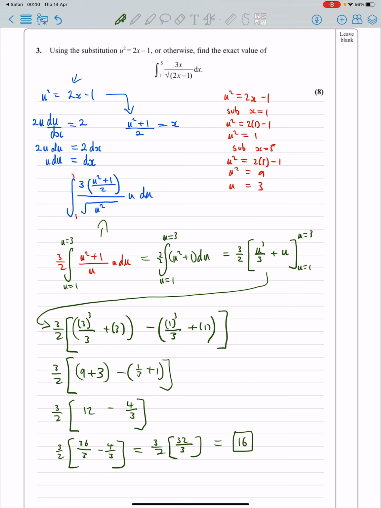That's what we're looking for. So hopefully this question demonstrates just the steps that we go through for integration by substitution. Take care.